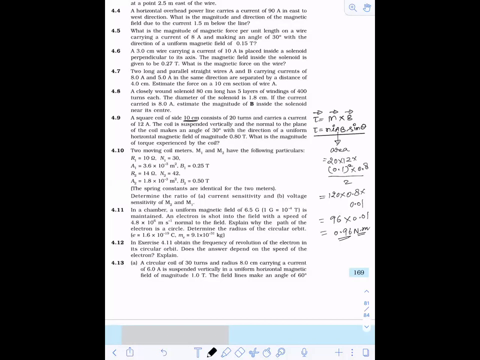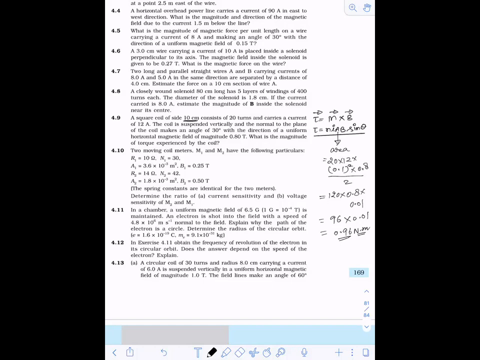Two moving coil meters M1 and M2 have the following particulars. Means these are the initials given to this. So R1 value is given to me, 0.96. N1 value is given to me, the number of turns in the first coil. The area of that coil is given to me, and the magnetic field created by that is given to me. So you have to calculate the current sensitivity and voltage sensitivity.